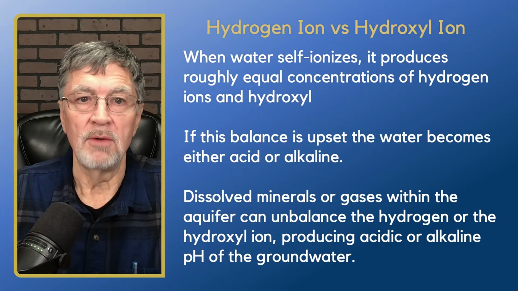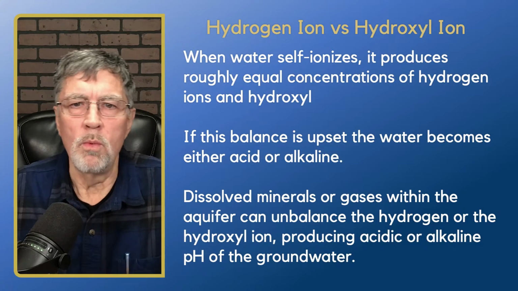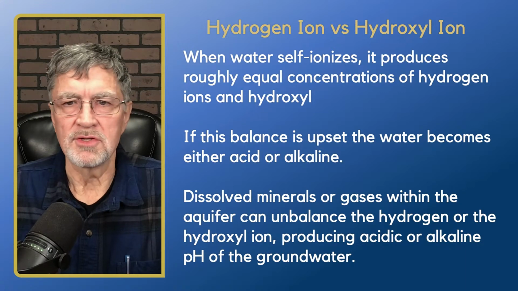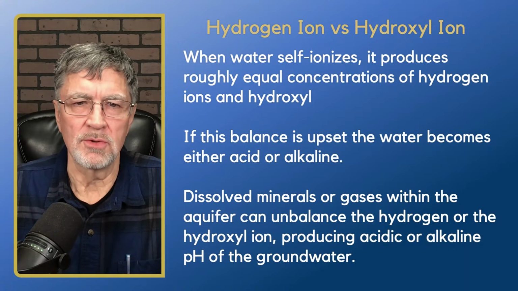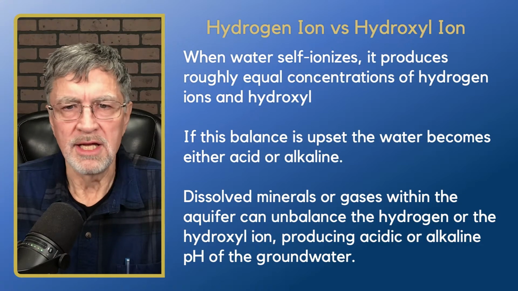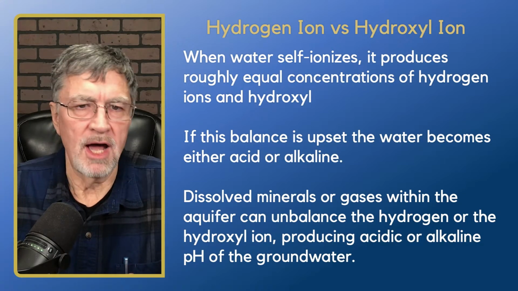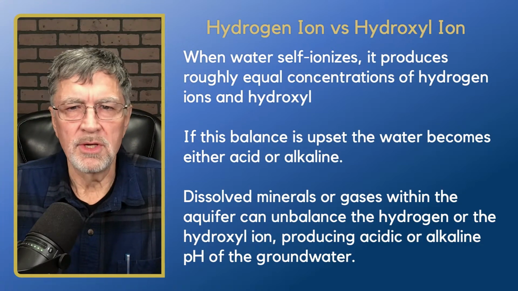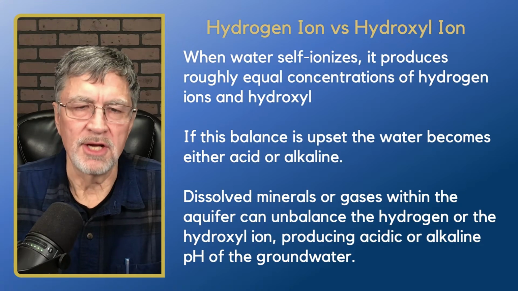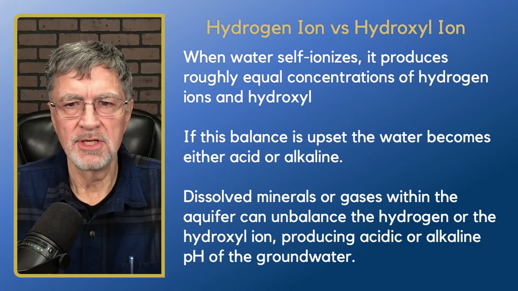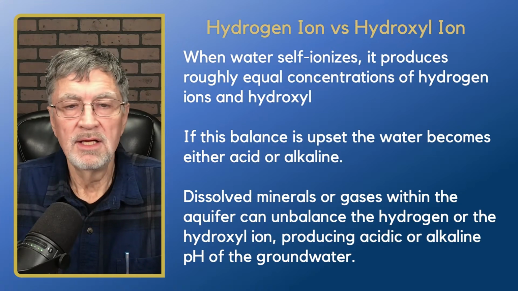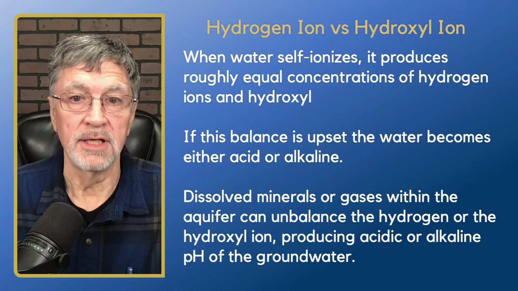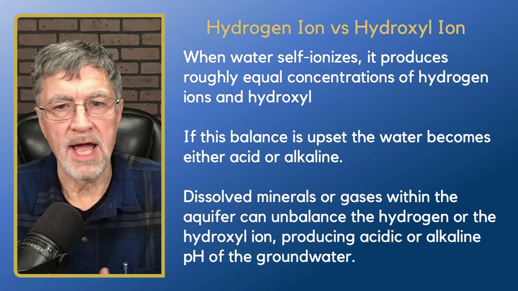We'll talk a little bit about the pH scale, but before we really dive into what pH is, we just need to understand how groundwater, and water in general, actually works. Water in and of itself will self-ionize, so it'll dissociate the H2O into roughly equal concentrations of hydrogen ions and hydroxyl ions. When those are in equal concentrations, we get a neutral pH. If this balance is upset, then the water will shift one way or the other depending on the factors that change it. It'll become more acid or alkaline.